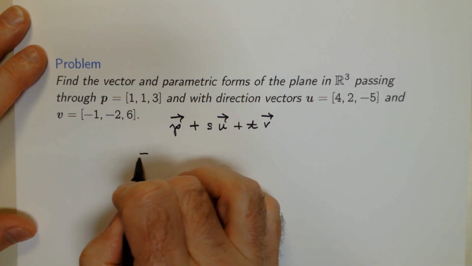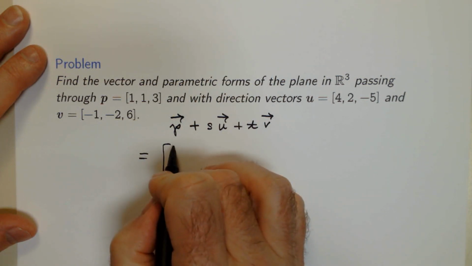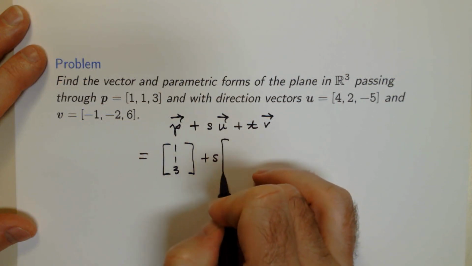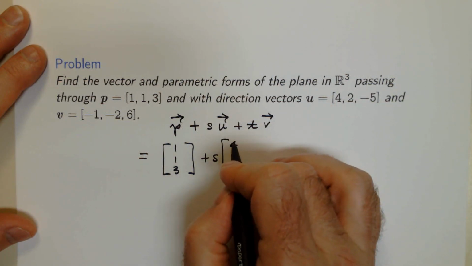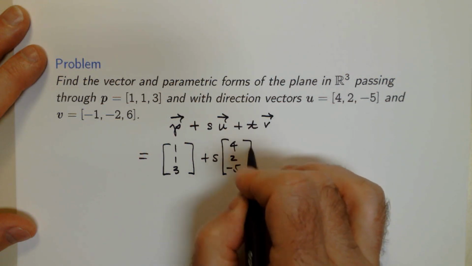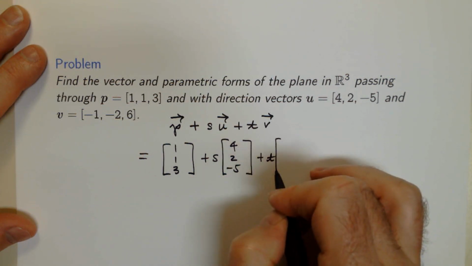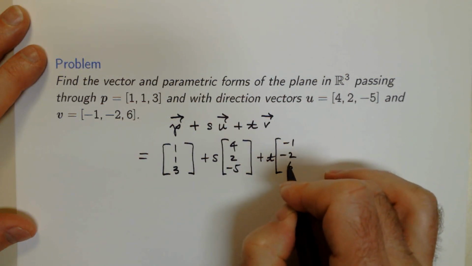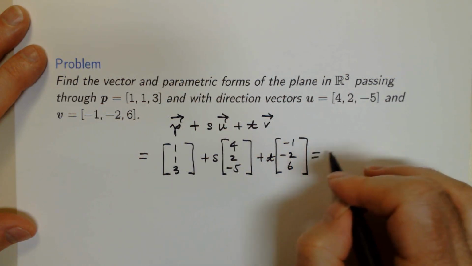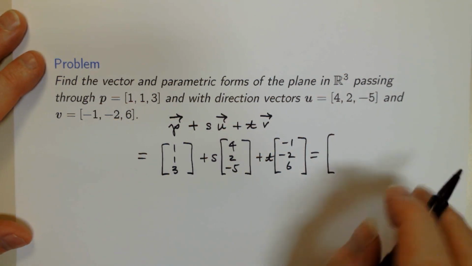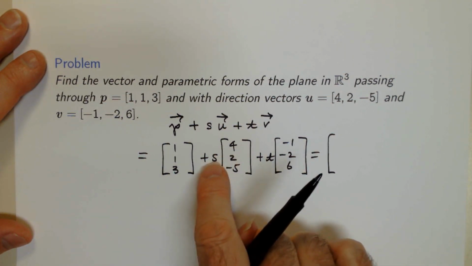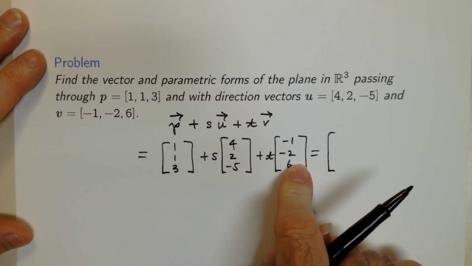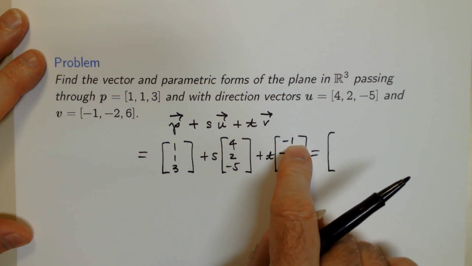So this is going to look like, I'm going to write it as columns here, (1, 1, 3), plus S times U, so that's (4, 2, negative 5), and T times V with components (negative 1, negative 2, 6). Now we have to scale all of these components by S. We have to scale all of these components by T. And then we have to do our vector addition.